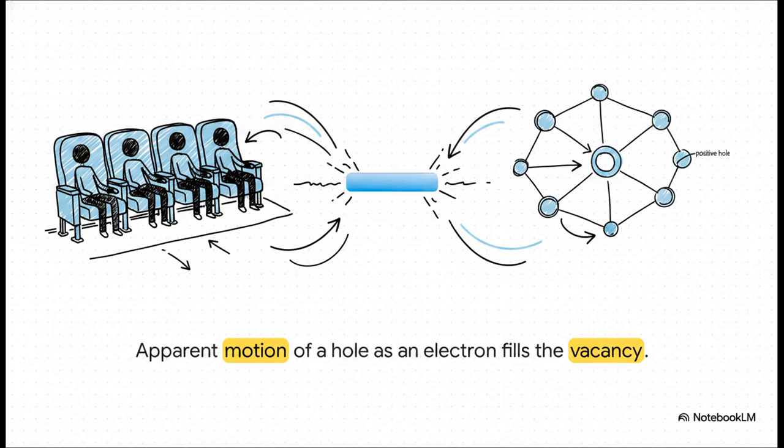shifting as people slide over one by one to fill it. Neighboring bound electrons jump into the vacancy, which makes the positive hole glide dynamically through the silicon lattice.